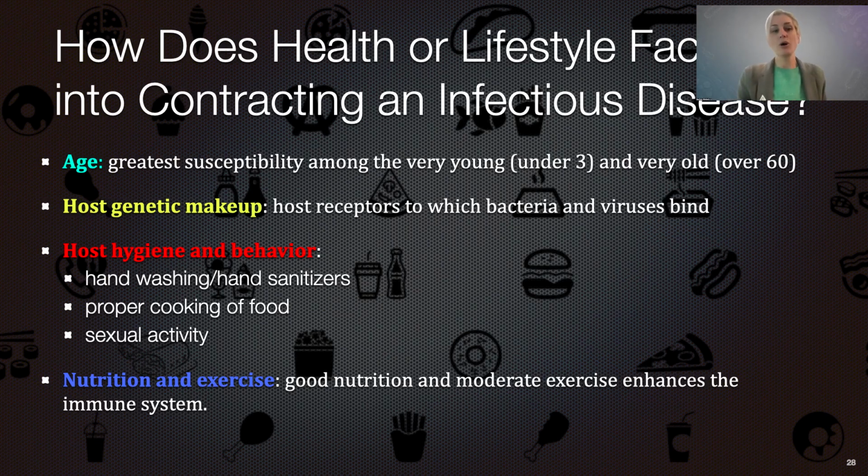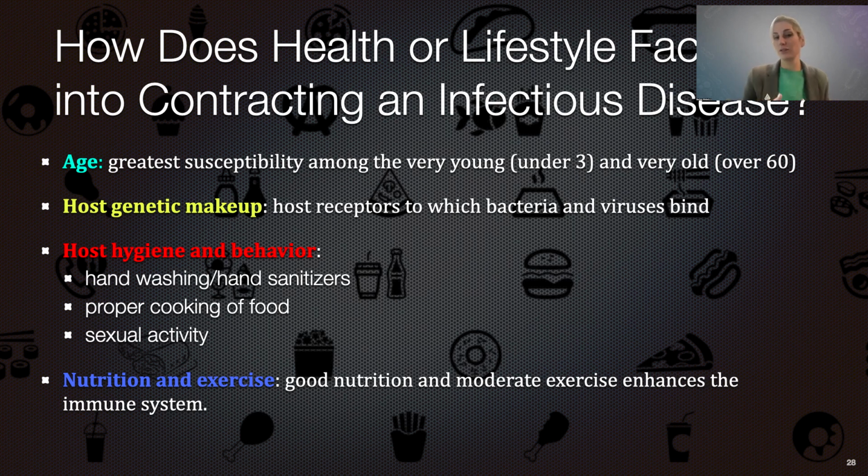Okay. We talk about our health and lifestyle. It shows how we have the ability to contract disease, these infectious diseases. So age is a big risk factor for infectious disease. So young is categorized as under 3, old is categorized over 60. At this point, our immune system is not operating the same way.